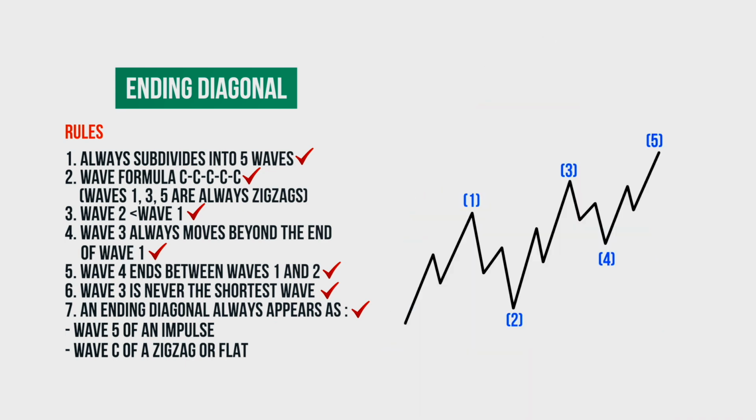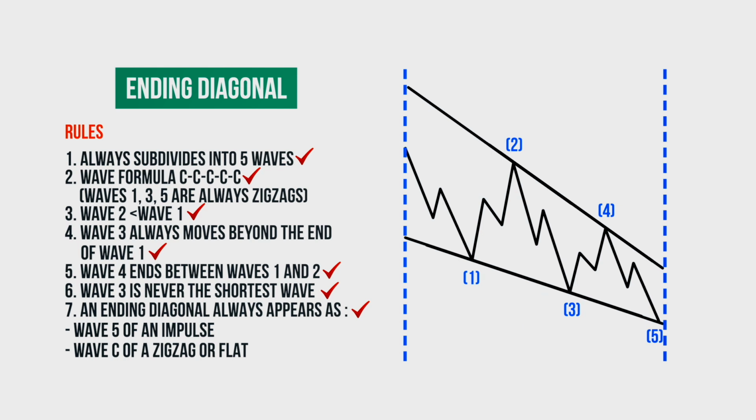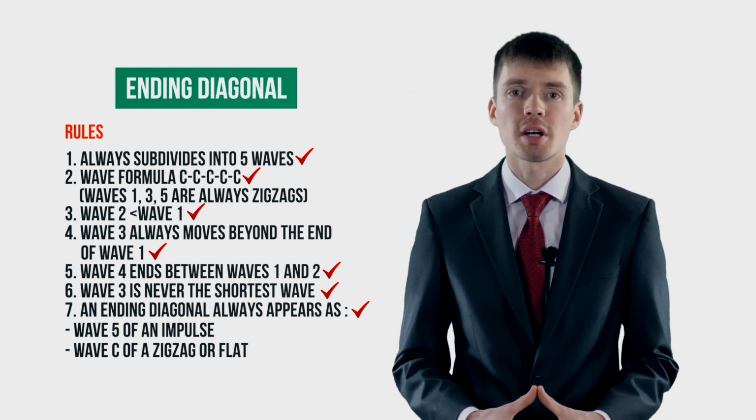As for the correct labeling of the ending diagonal, it is performed as for the leading diagonal. That is, 2 generating lines are drawn from the beginning to the end of the pattern. The first generating line is drawn through the tops of waves 1 and 3. The second generating line is drawn through the tops of waves 2 and 4. As for the descending pattern, here the generating lines are drawn in the same way, that is, through vertices 1 and 3 and through vertices 2 and 4 from the beginning to the end of the pattern. We learned the rules for the ending diagonal.